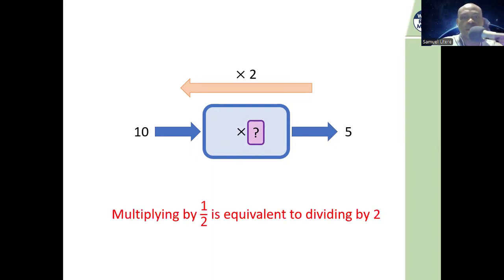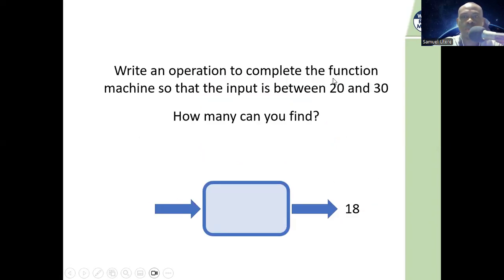So multiplying by half is equivalent to dividing by 2. Okay. So this is like dividing by 2. So the inverse of that should be to double, which is 2 times by 2. Okay.